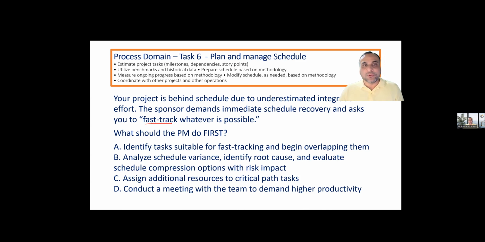Identify tasks suitable for fast tracking and begin overlapping them. Analyze variance, identify root cause, and evaluate schedule compression options with risk impact. Assign additional resources to the critical path. Conduct a meeting with the team to demand higher productivity. All answers are correct, but as per the process, which option is better?